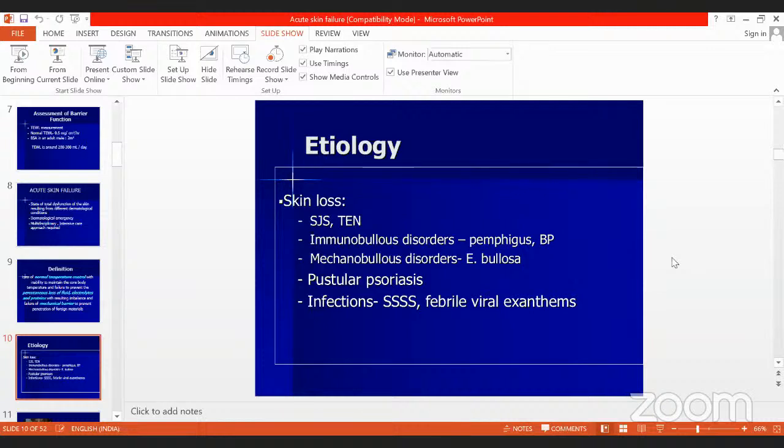So there is loss of skin. It is just like a patient with burns, for example. Now we are talking about dermatological conditions. We are not talking about burns. Burns patients also represent a patient with acute skin failure, but that is due to a traumatic process.